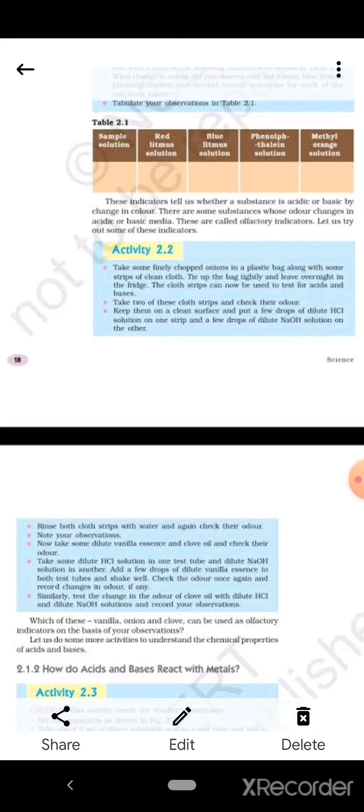You can consider the similar test for change in the odor of clove oil with dilute HCl or dilute NaOH solutions and record your observations. Now see, some of these, vanilla, onion and clove, can be used as olfactory indicators on the basis of their observations. These are all indicators which help to show a change.